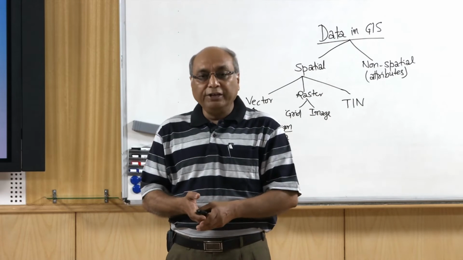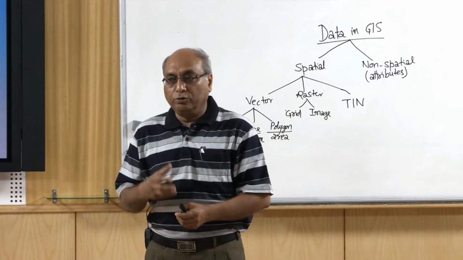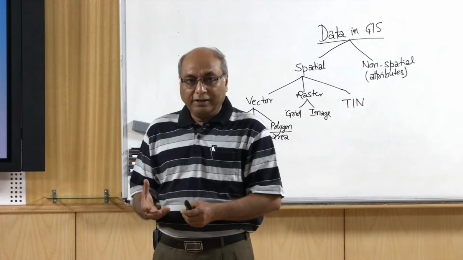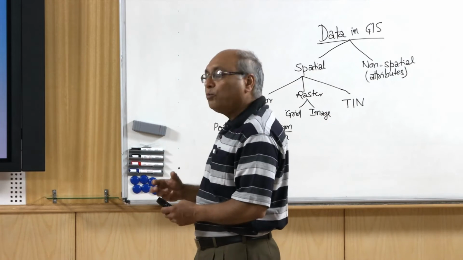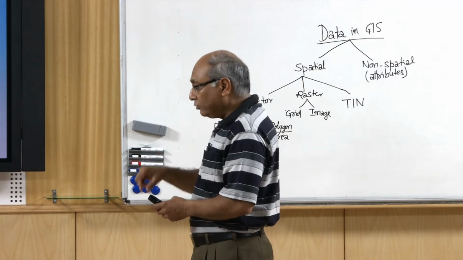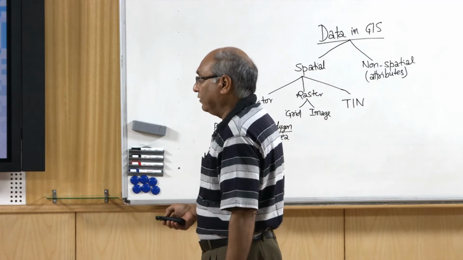The same input, that is the discrete data, that is the point, the simple vector entity, can be used, using interpolation, to create a grid, raster. Whereas the same set of points, discrete points, can also be used to create a tin surface.